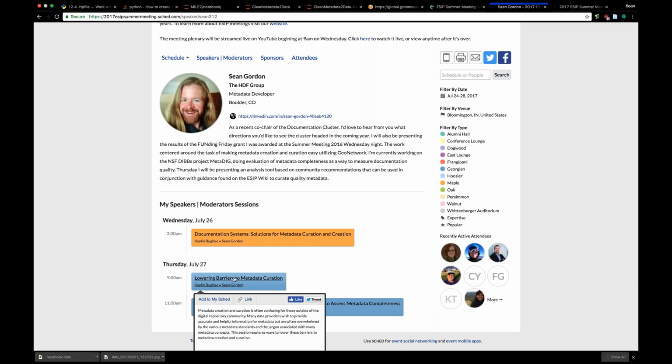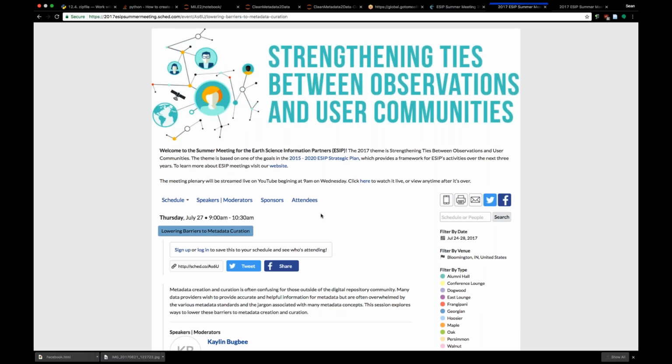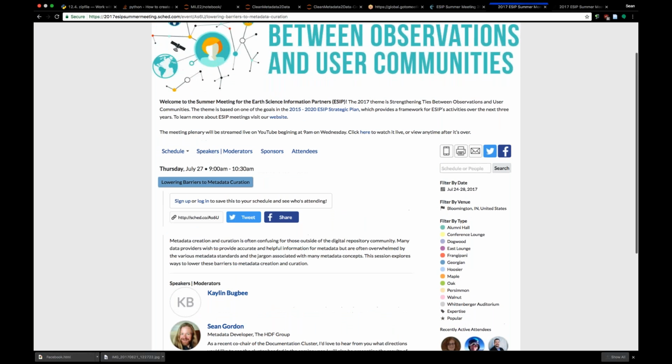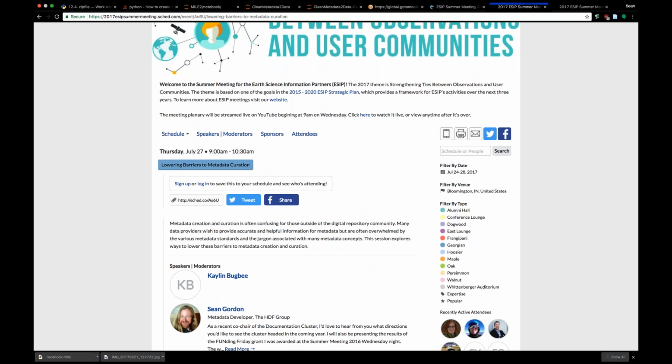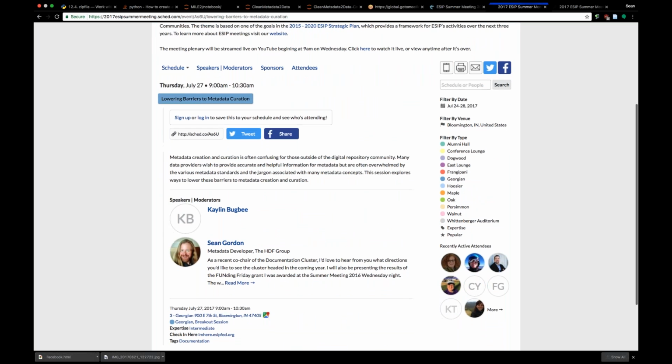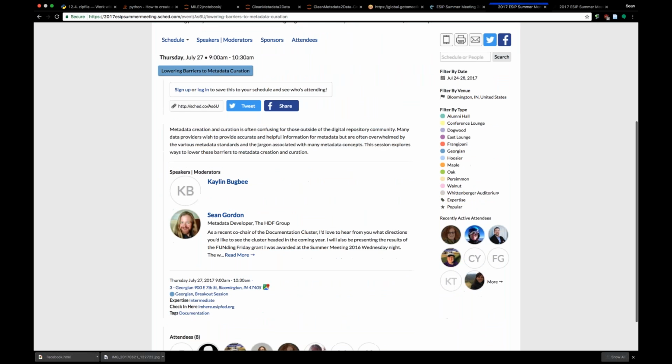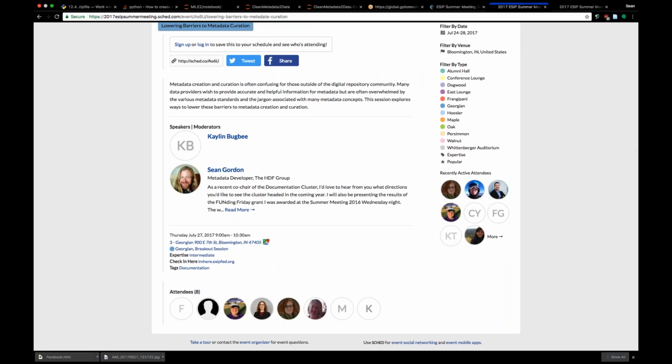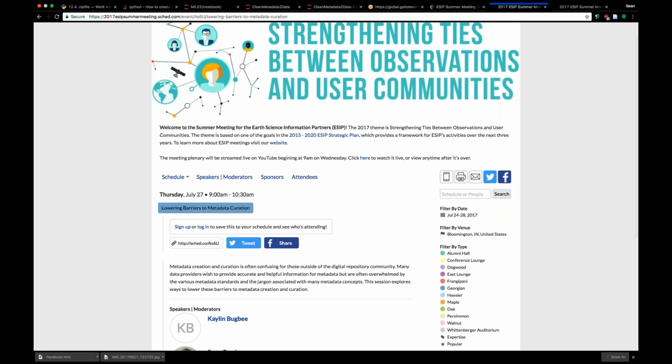All right. Can you see my screen now? I can see it. Okay. So this is the Lowering Barriers to Metadata Curation session. Kaylin, I believe you have all of the speakers that you need for this one. Is that accurate? If someone was interested in participating in the session, we can make room for one more speaker. Okay. So, if there's someone on the line who is interested in participating, please let us know. We can definitely make room for that if you're interested, and we welcome anyone who wants to participate.